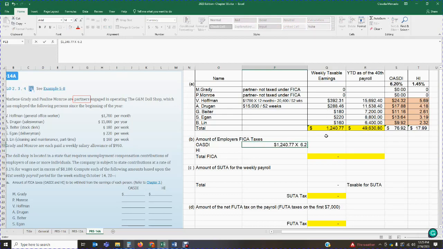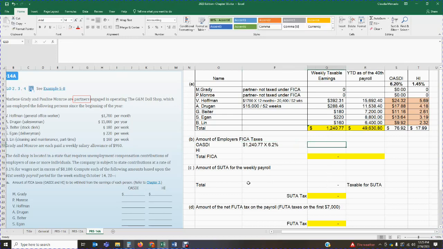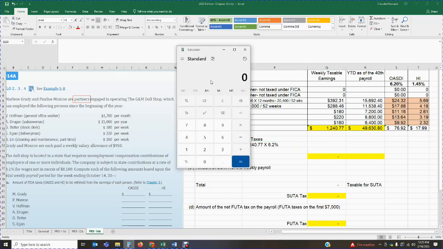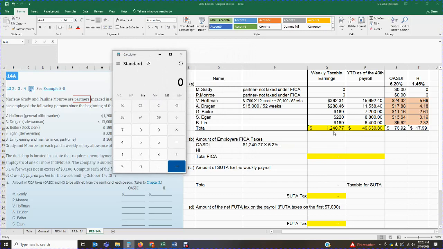And my OASDI rate is 6.2%. Okay. So my total weekly earnings of 1,240.77 times 6.2% gives you $76.92774. Because that third digit is a 7, I'm going to round up to 76.93. Okay.